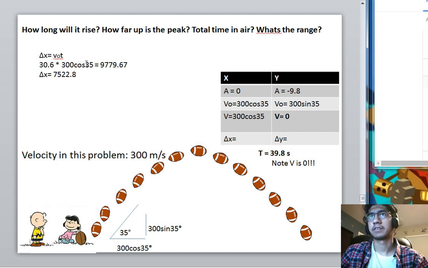So now we're getting into delta x. Now that we know t, we can do delta x equals V0 t. We've done this before. 30.6 times 300 cosine 35 equals 7,522.8. Obviously, Charlie Brown can't kick the football at all, so these numbers are probably not reasonable. That's okay. We move on.